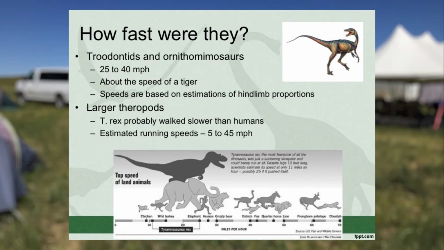How fast were they? So all this, how big they were, how fast they were, this all goes to how were they as being a predator? How efficient were they? So troodontids, which we've been finding out here, right, and ornithomimosaurs were probably the fastest. Ornithomimosaurs were kind of like an ostrich. Hypotheses will predict that they may have been from 25 to 40 miles per hour in top speed. That's pretty fast. That's faster than me. It doesn't take much to be faster than me. But that's about the speed of a tiger, all right?